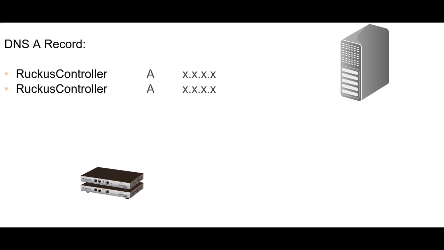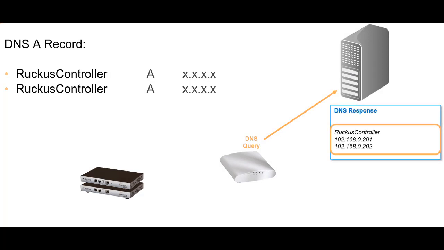The first step is to create the A records on the DNS server, one for every controller. When the access point powers up, it will receive its IP address, and included with the IP address is the DNS server. The access point now can make a DNS query to the DNS server, and the DNS server will respond with the controller IP addresses. Now that the access point knows the controller addresses, it can contact them directly.